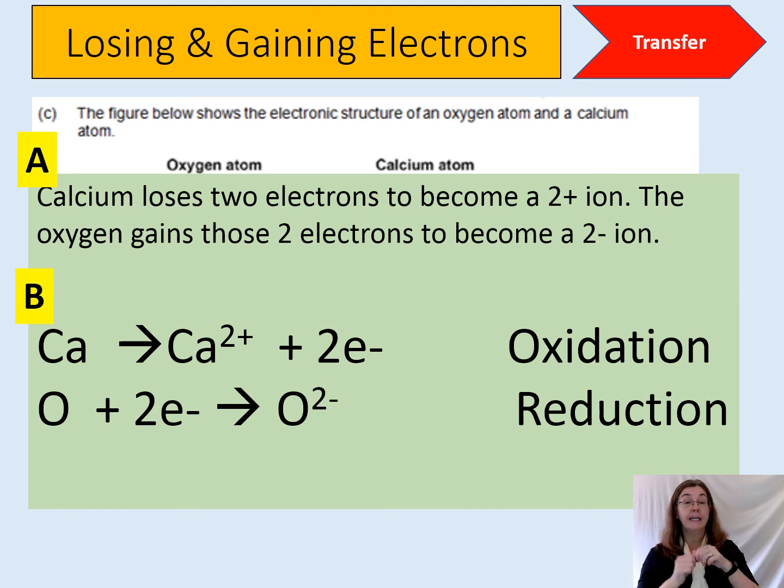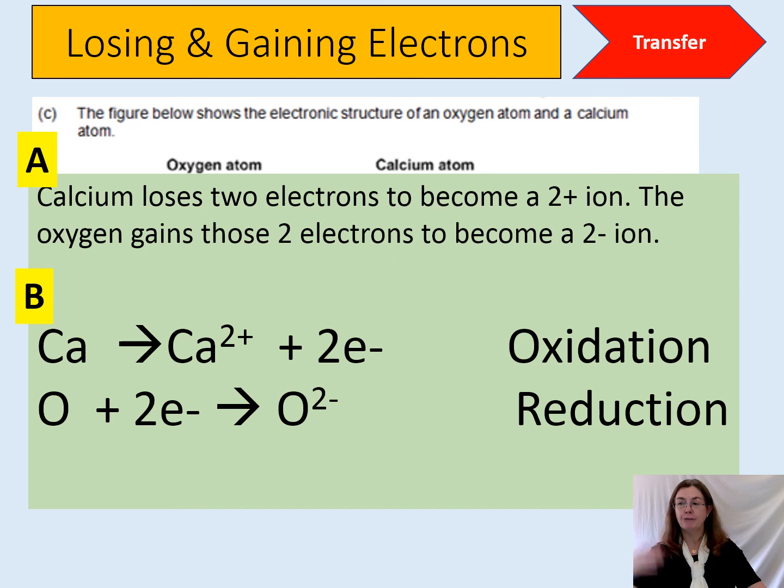And then putting in the equations, the calcium, say Ca, the calcium atom, has become a Ca2+ plus 2e-, they're the 2 electrons, and that's oxidation. By definition, loss of electrons is oxidation. The calcium spat out 2 electrons. And we can see that the oxygen's picked up those 2 electrons. So the oxygen has gained 2 electrons to become O2-. That's the reduction part.